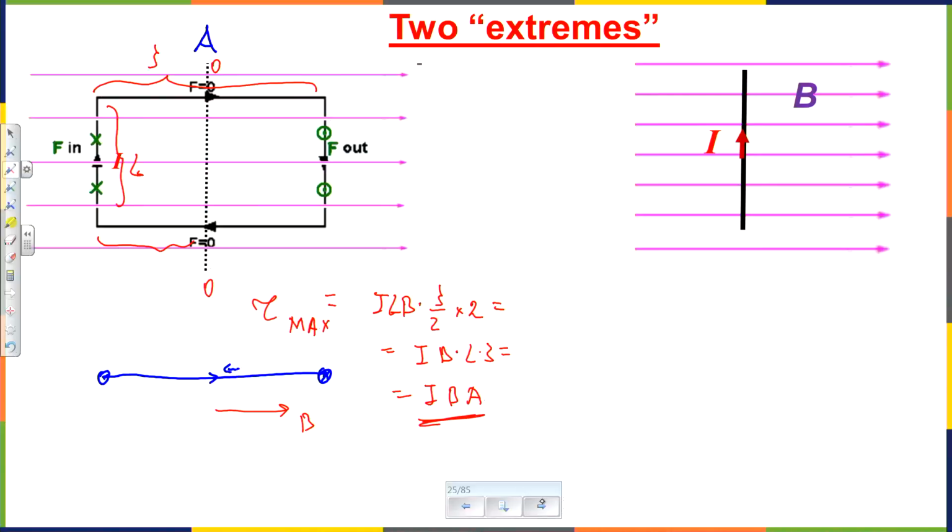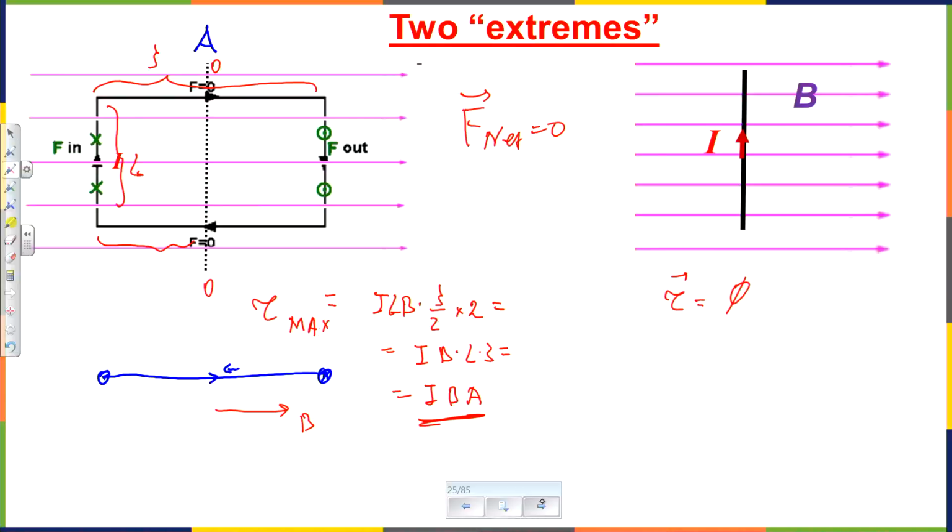But this equation actually doesn't depend on the shape of the loop. It could have been a circle, could have been a trapezoid, anything. As long as the magnetic field is uniform, and as long as the loop is in the plane of the magnetic field, this will be the torque acting on it. Here it will be 0. So the net force is 0 in both cases. But in the second case, net torque is also 0.